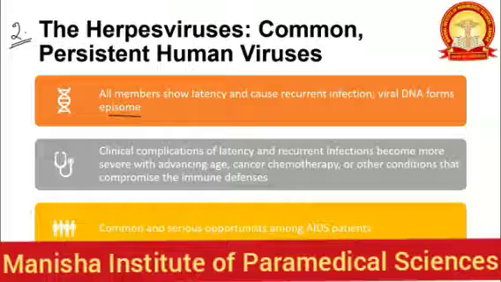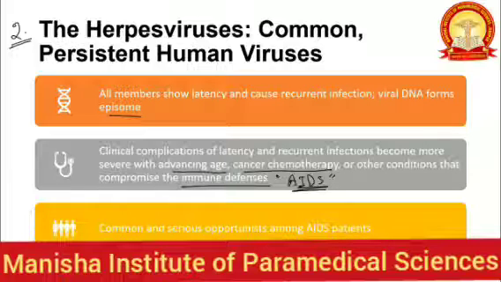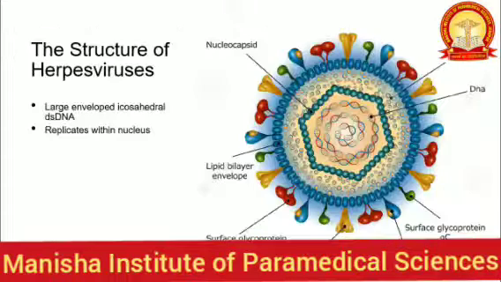Clinical complications of latency and recurrent infections become more severe with advancing age, and if any cancer chemotherapy is going on, or other conditions that compromise our immune defense, like AIDS, where our immune defense is already very low and feeble. These viruses will break through the dormancy and can start the lytic phase. This is also a very common and serious opportunist among patients, as I mentioned.